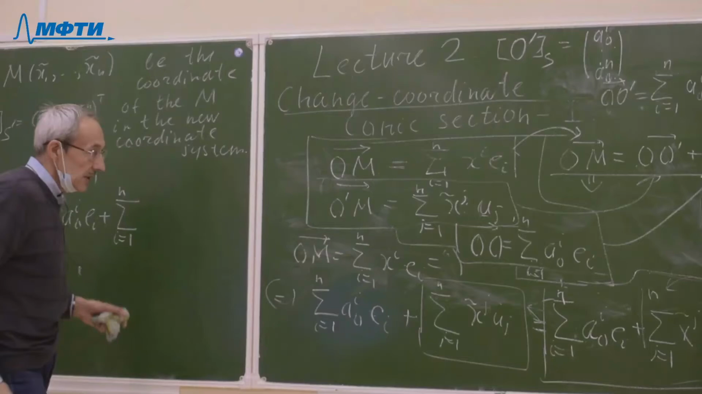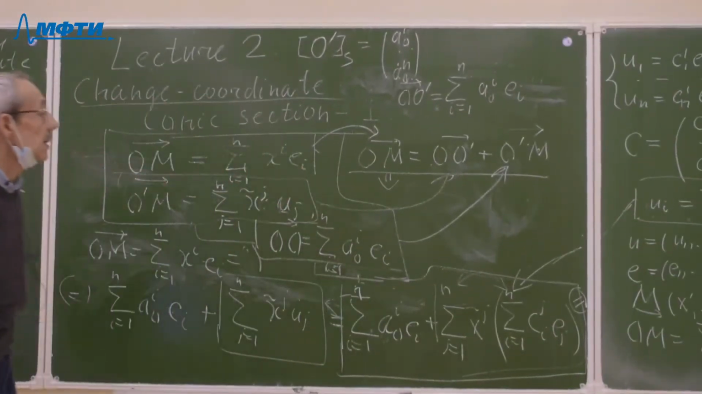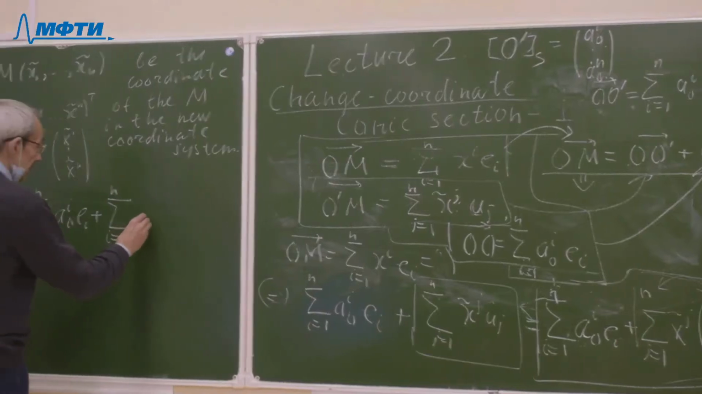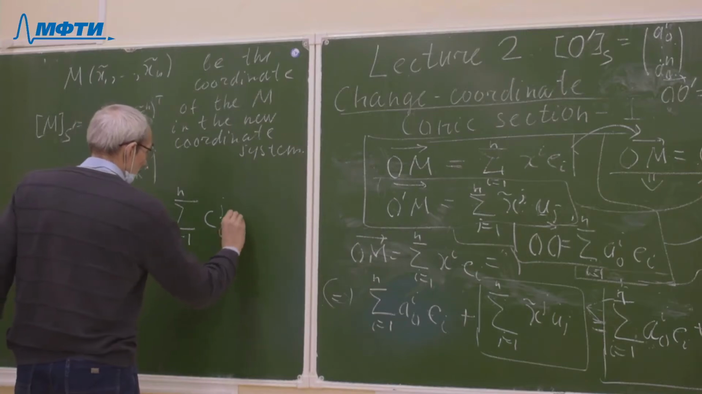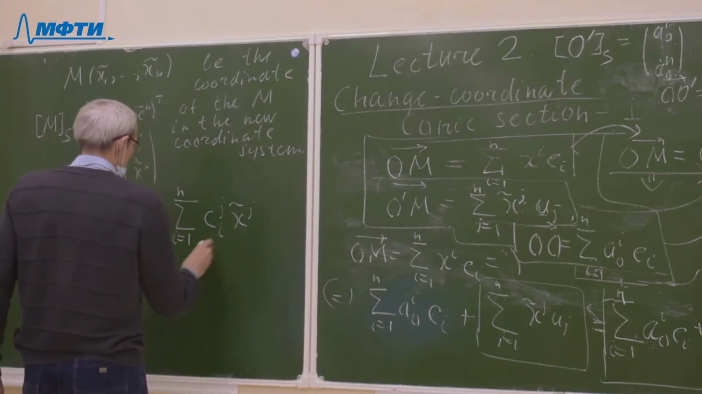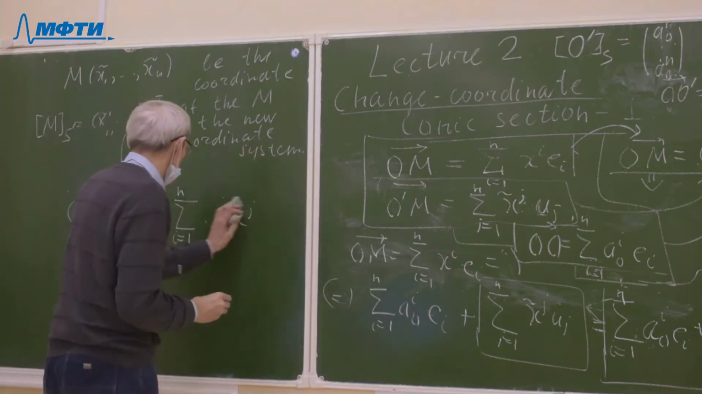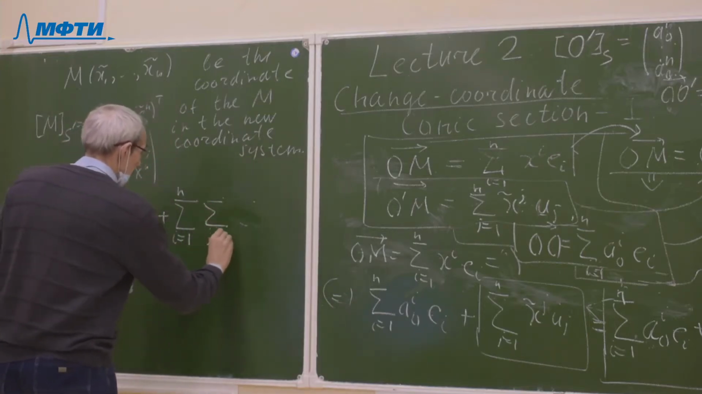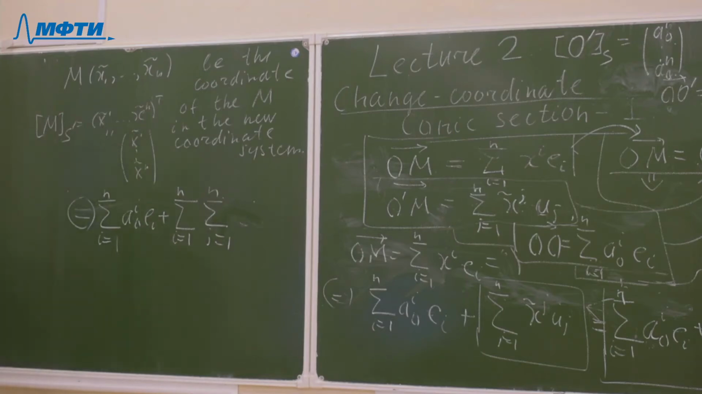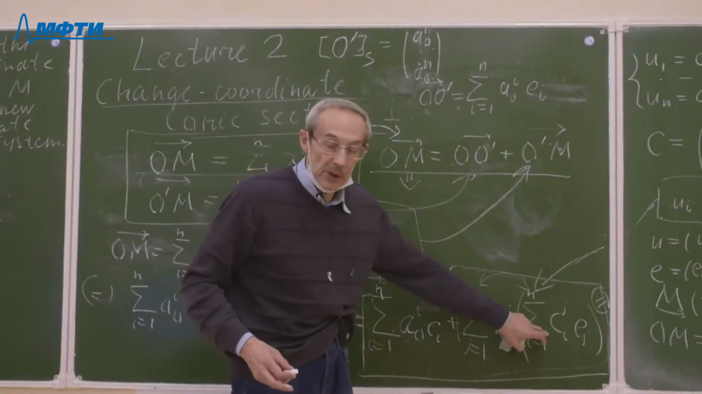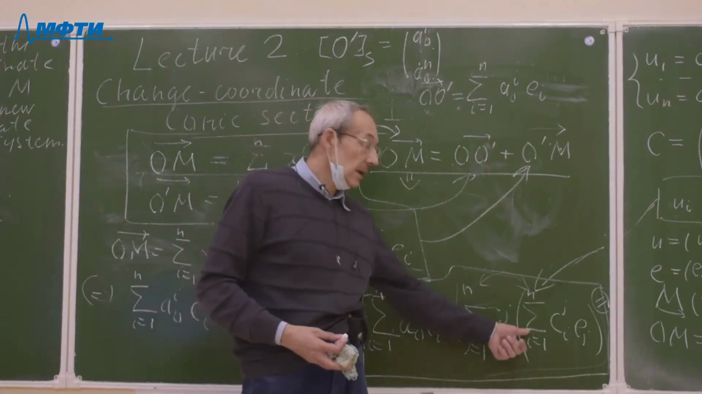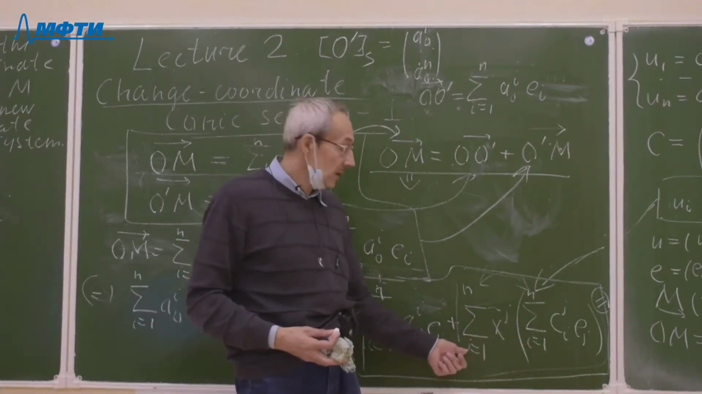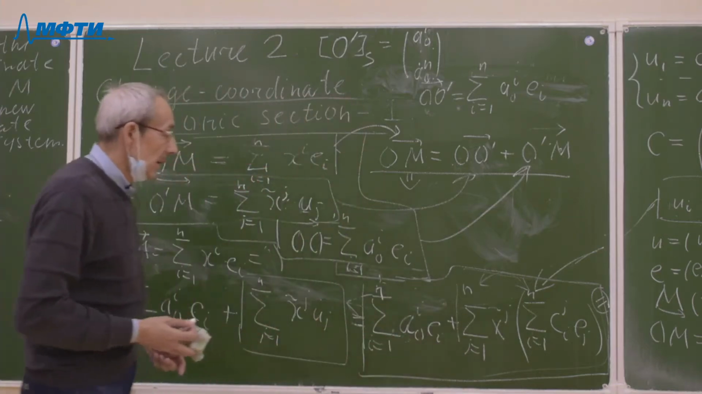And after this substitution and changing of the order of summation, we obtain the following equality. How did we do the last substitution? We substitute this equation, and after that we change the order of summation. This summation by i and this summation by j. We change the order.